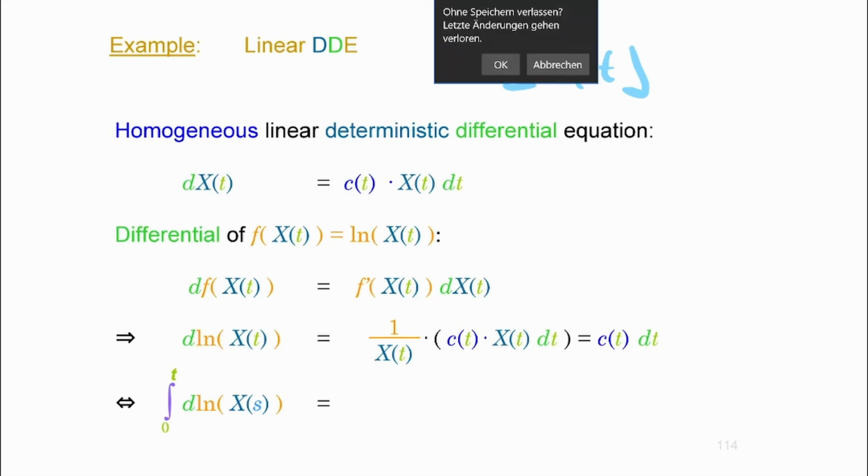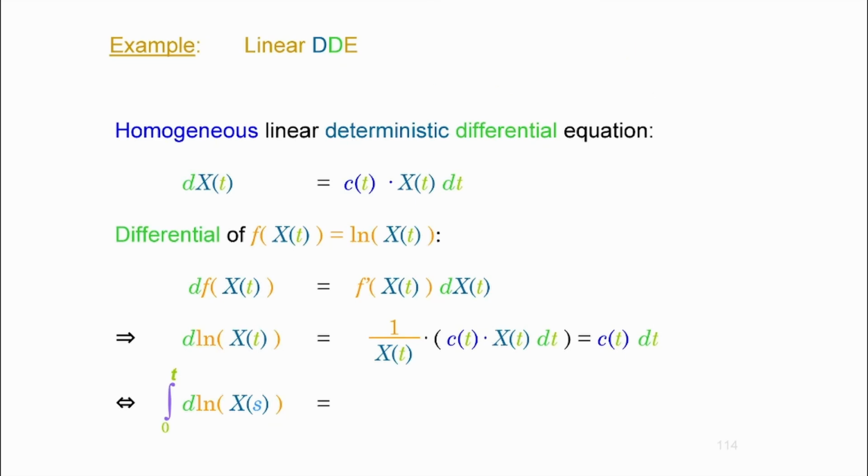Anyway, if you integrate the left-hand side, you need to integrate the right-hand side of the equation as well, and you do this with respect to s, of course. But I would need to change the argument of the function, because I cannot call it t.